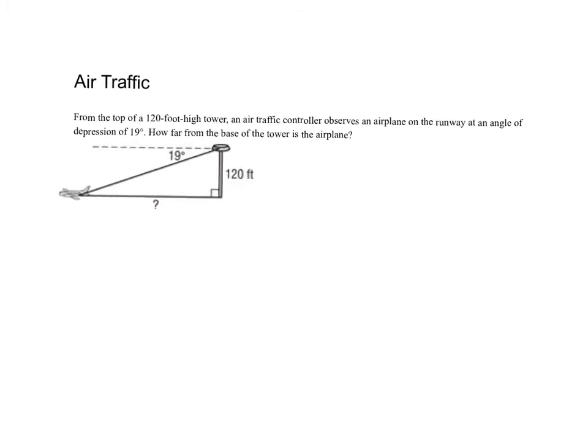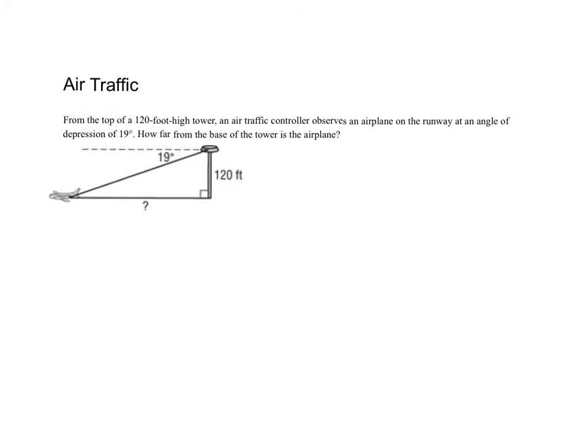Air traffic. Another angle of depression problem. So again, there are two ways we can work this out. From the top of a 120-foot high tower, an air traffic controller observes an airplane on a runway at an angle of depression of 19 degrees. How far from the base of the tower is the airplane?